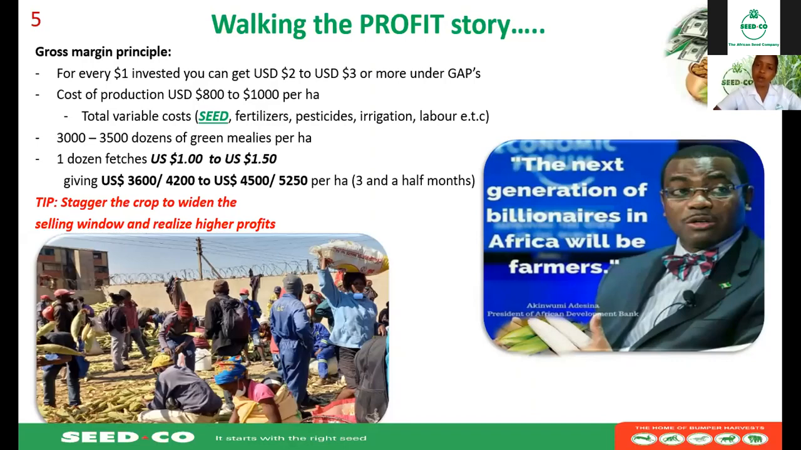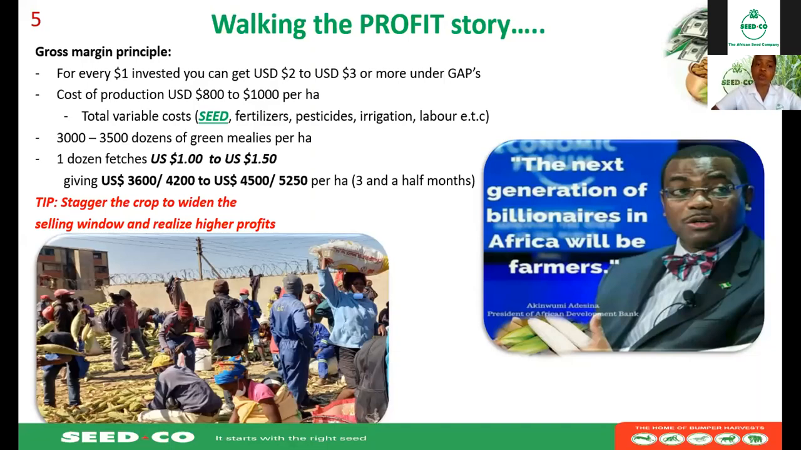A profit and loss analysis, where we are saying, gone are the days when we just produced willy-nilly, not taking into account the cost of production as well as the output that we are getting. So for every dollar invested, you can get between $2 to $3, provided that good agronomic practices have been employed in the production of the green mealie crop. The cost of production can range between $800 to $1,000 per hectare.